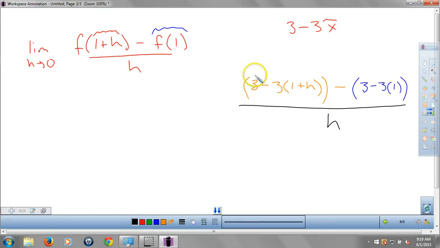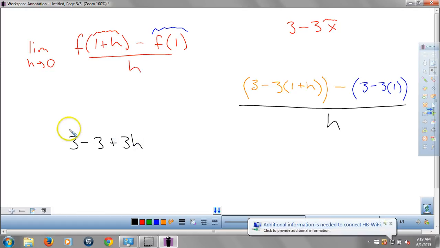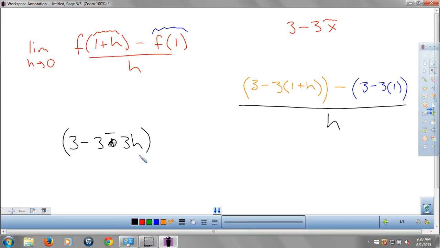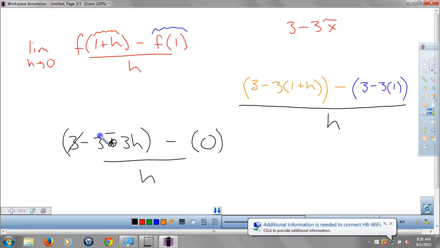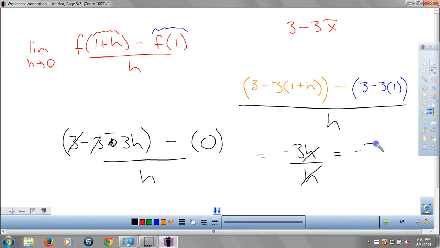So now let's simplify this beast. So this becomes 3 minus 3 plus 3h. That's just doing the simplification. Minus 3h. Well, what's 3 minus 3? 0. So you get negative 3h over h. What happens to your h's? They cancel. So that's your limit. That's all I have to worry about. Okay. That was 23.